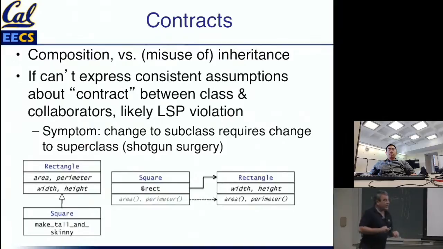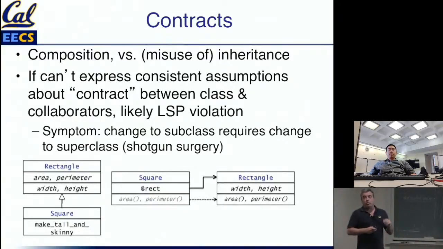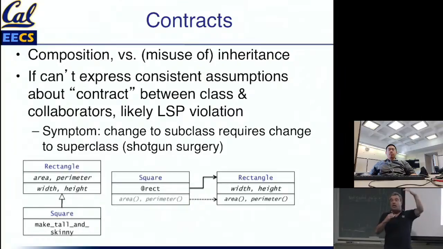And by the way, symptoms. One symptom is what's called a refused bequest. Why is it called that? Because when you have a subclass, it is said to inherit all of the behaviors of its superclass. But in our example, square was not able to inherit the behavior of making itself tall and skinny. So you'd have to do something to override that method in square and raise an exception saying, I know I'm supposed to inherit that behavior, but I can't do that behavior. So it's called a refused bequest.